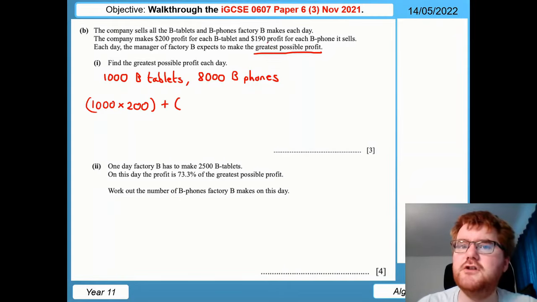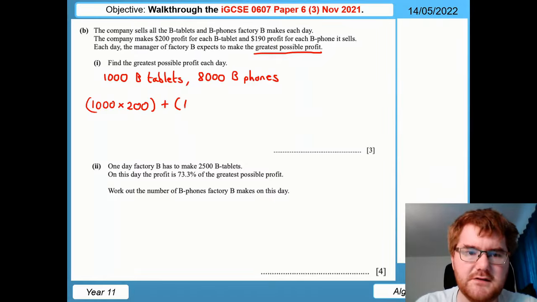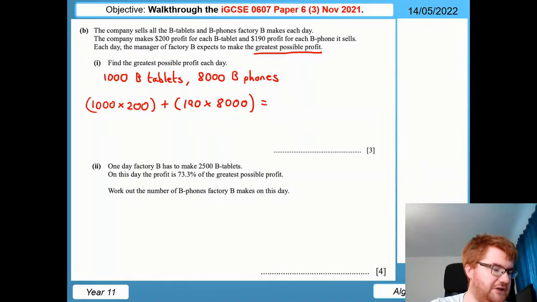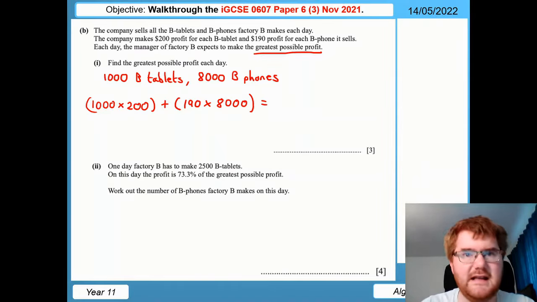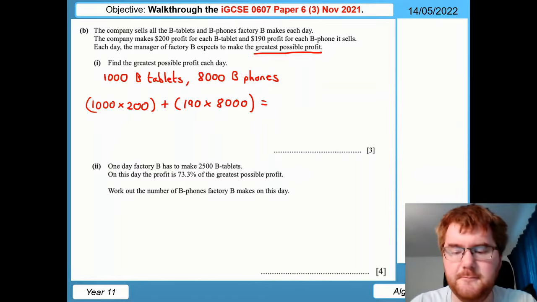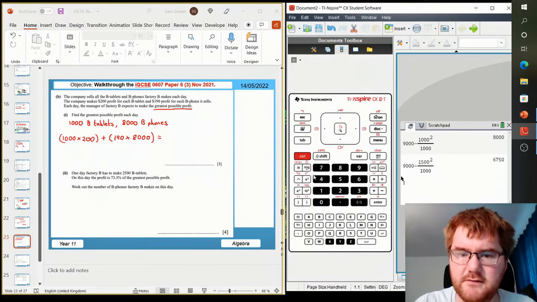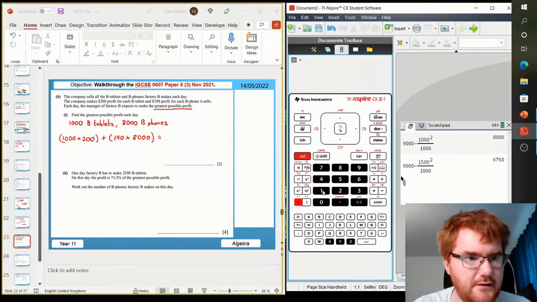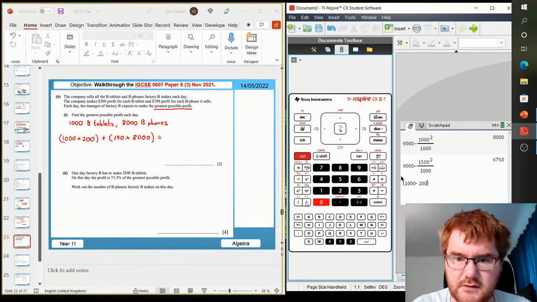And then $190 profit for each phone. So we do 190 times 8,000. Again, there's no need to do this mentally in any shape or form, so let's use the calculator. Okay, so we just type it in. So let's get the brackets ready. So 1,000 times 200, close brackets, plus, open bracket, 190 times 8,000, close bracket.